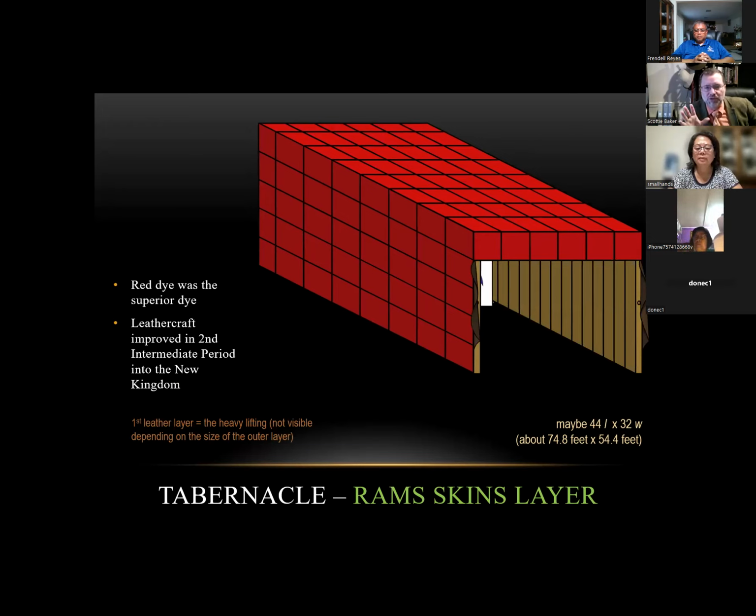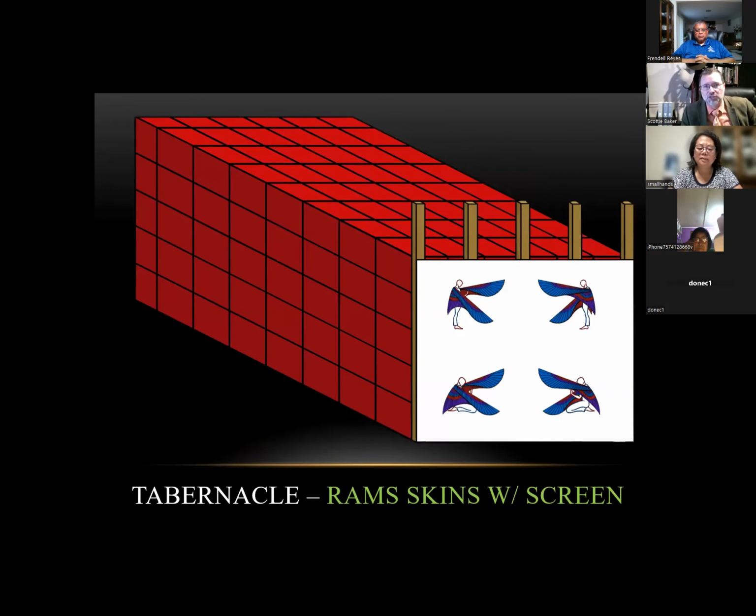I want to be completely transparent: we don't have dimensions for it. I covered up the goat's hair layer following the example that the goat's hair layer covered the linen layer. So maybe the ram skins covered that, so you couldn't see it. But I don't have any indication of that because the text doesn't tell us what the dimensions were. So I can't tell you for sure. And of course, that's what it looked like with the screen on it.